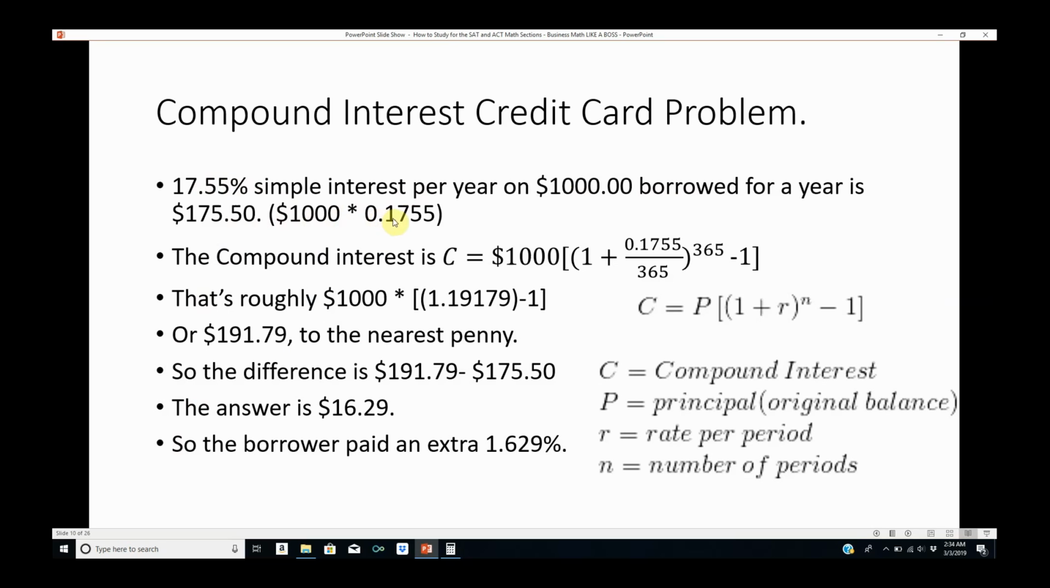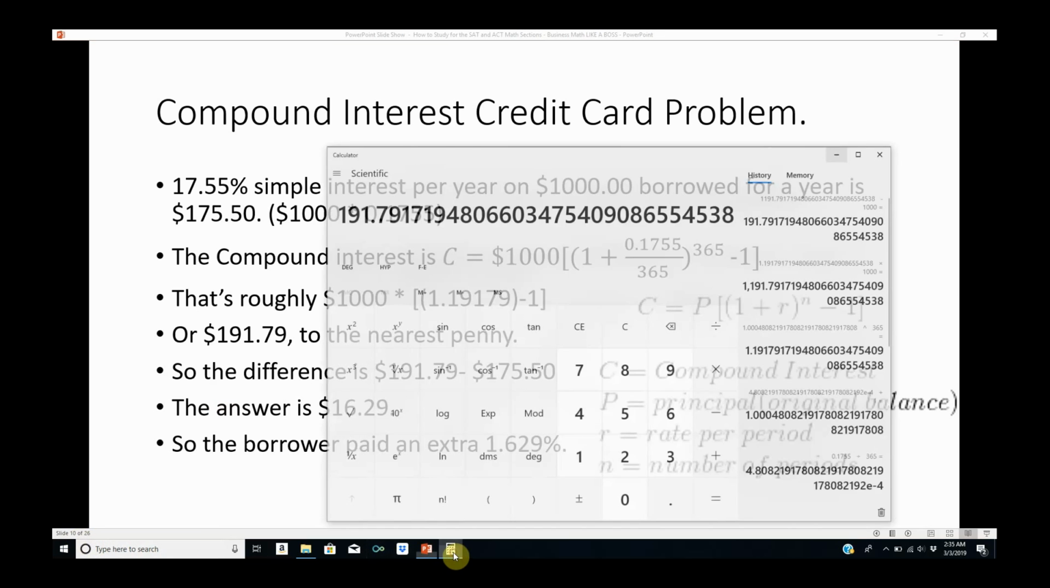It's $1,000 times 0.1755. Okay, there. The compound interest would be C equals 1,000, which is the principal, times 1 plus 0.1755, which is the annual interest rate, over 365. We're going to assume it's not a leap year, it's just a regular 365-day year, to the 365th power, minus 1. Again, they're not going to ask you to actually do this without using a calculator.